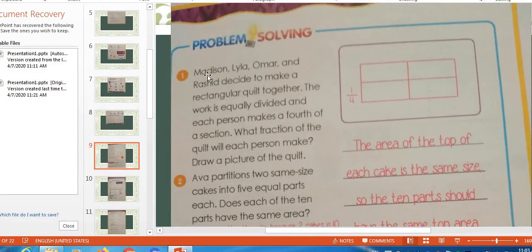Problem solving. Madison, Laila, Omar, and Rashid decide to make a rectangular quilt together. The work is equally divided and each person makes a fourth of a section. What fraction of the quilt will each person make? Draw a picture of the quilt. I have here the picture of the quilt, and it's divided among 4 people. So each one will be 1 over the total, 1 over 4.